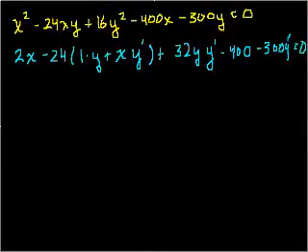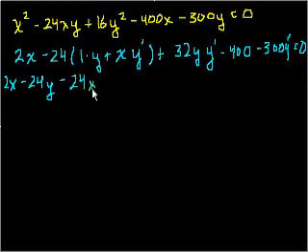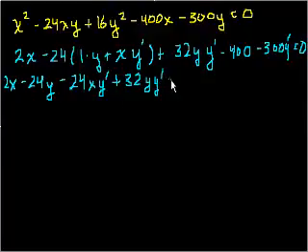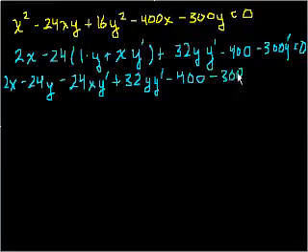Now let's simplify this. So let's see, I get 2x minus 24y minus 24x y prime plus 32y y prime minus 400 minus 300 y prime is equal to 0.